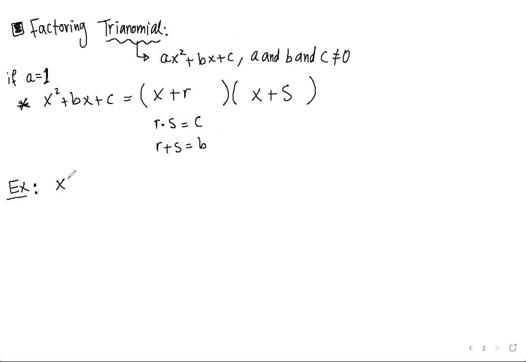Example 1: factor x squared plus 7x plus 12. How can I factor something like that?